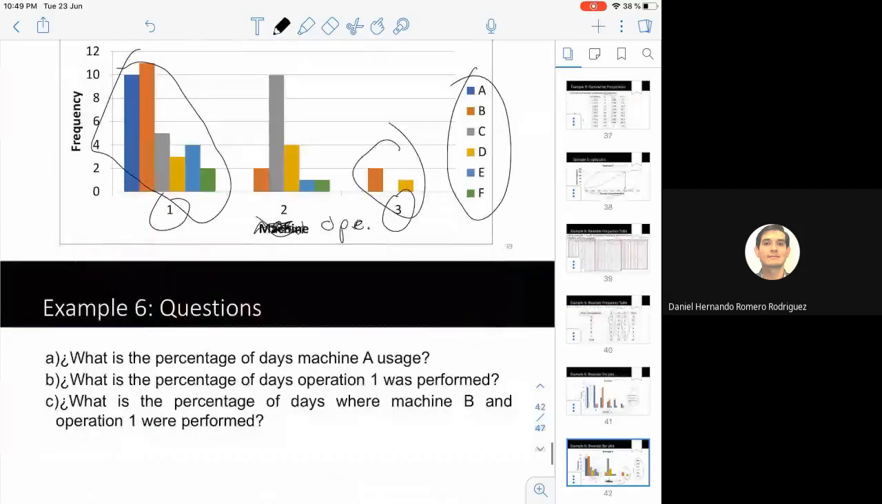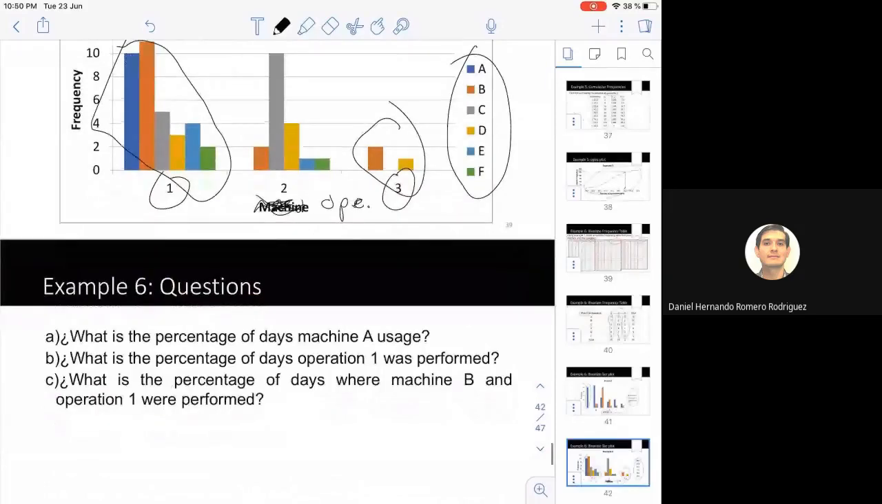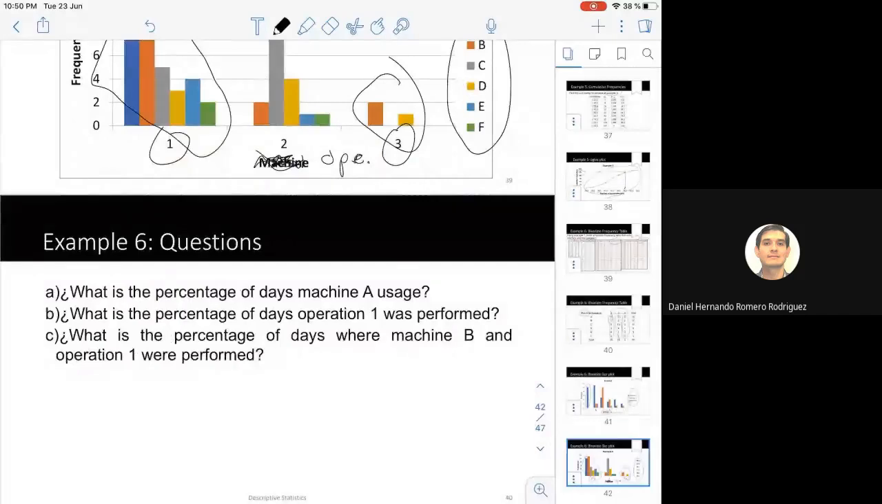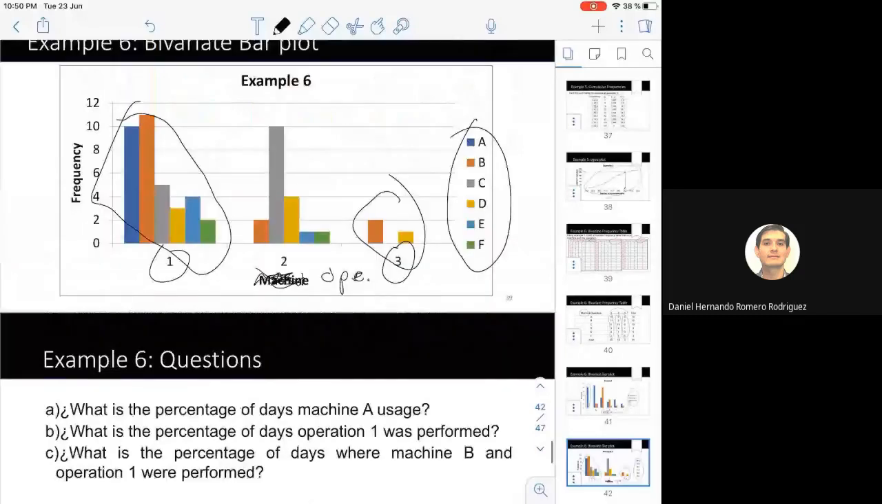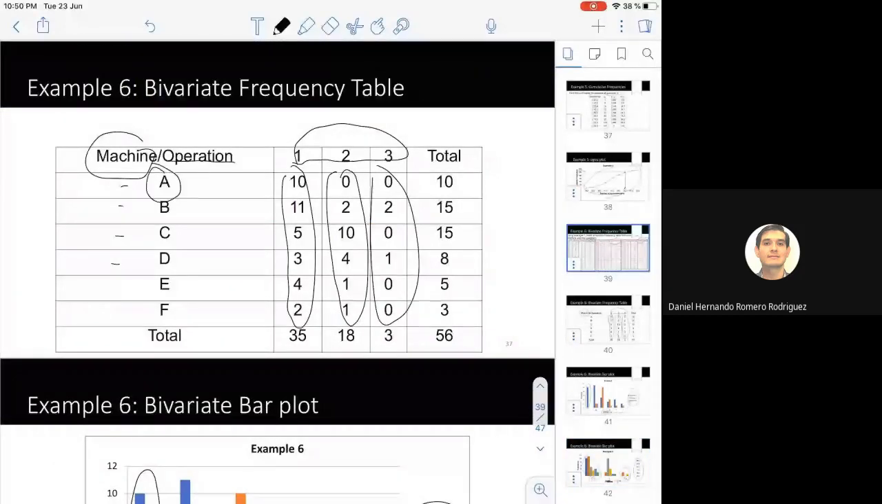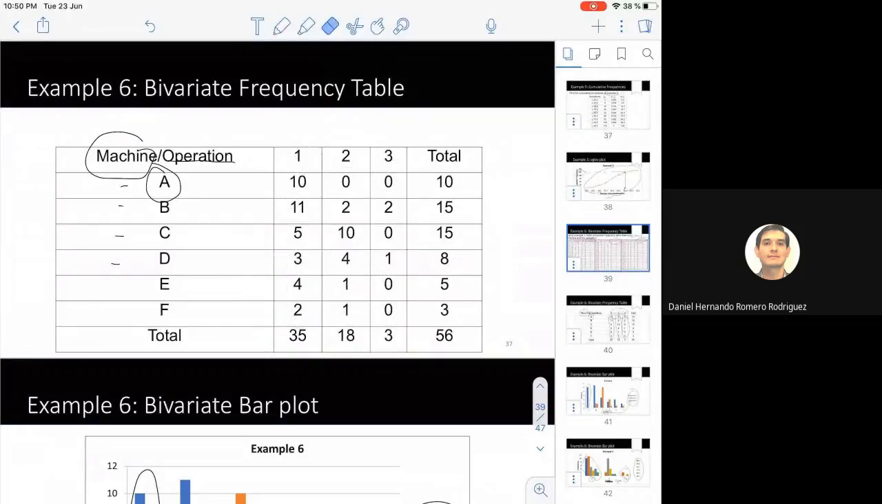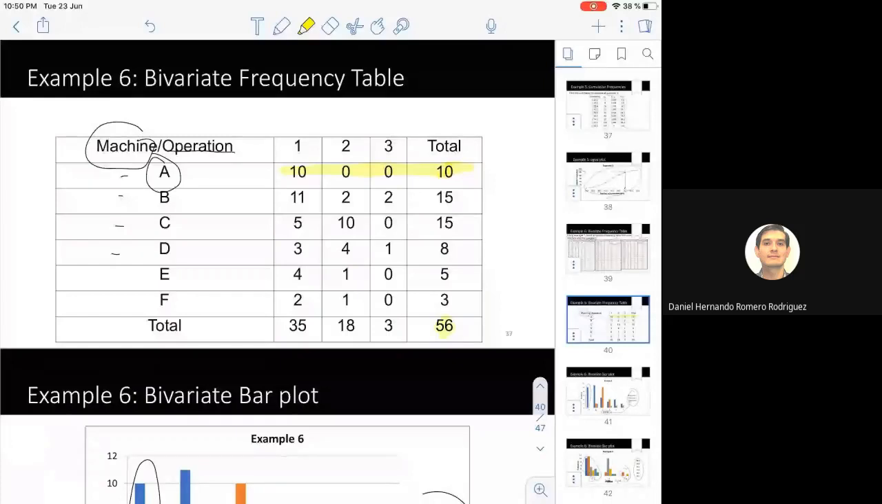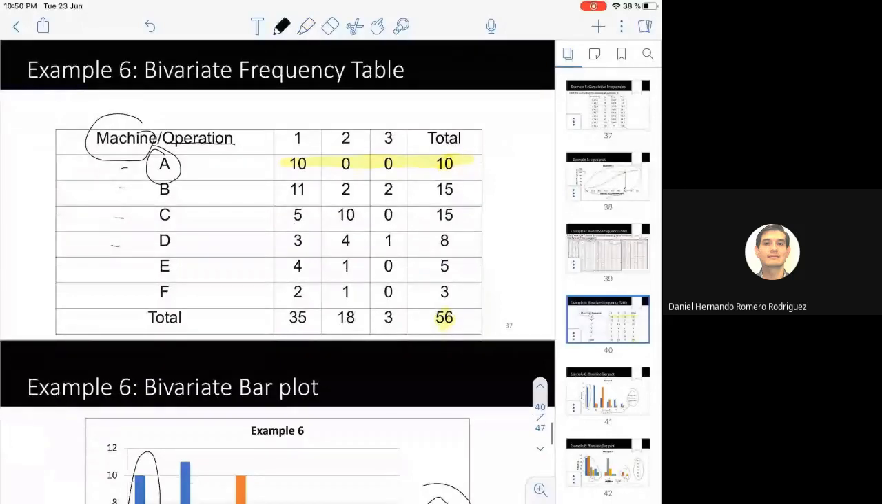And we can answer some questions. Here we're being asked the first one: what is the percentage of days machine A was used? If we go to the table, we see how many days we're using machine A. So if we look at this row, the important information is in how many days machine A was used, in total 10. Then the percentage will be 10 divided by the total number of days. That will give us the percentage of the usage of that machine. So it's 10 divided by 56.